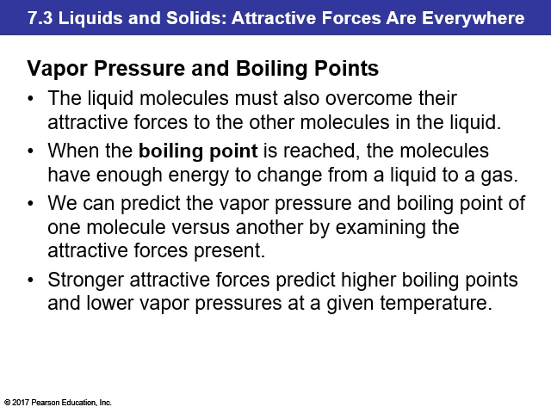So we can predict the vapor pressure and boiling point of a molecule by just looking at the types of attractive forces. Just by looking at the structure of a molecule, we can determine which one is going to have the higher boiling point, which one is going to require more energy. The more energy that's required to break those bonds, the higher your boiling point is going to be. So stronger attractive forces predict higher boiling points.